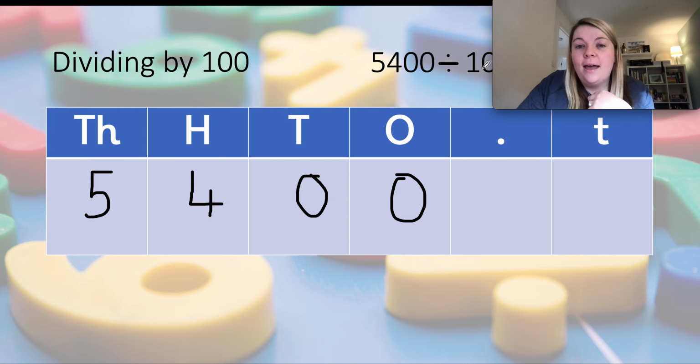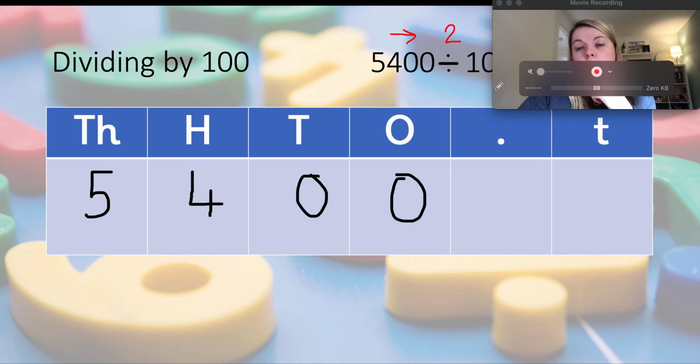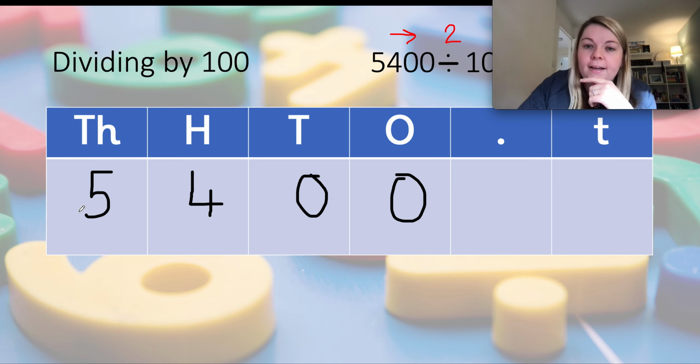5,400 divided by 100. So because we're dividing, we're moving right, and we're moving 2 place value columns this time because there's 2 zeros in 100. So 2 place value columns to divide by 100. So my 5 from my thousands column is moving not to my hundreds, but to my tens.